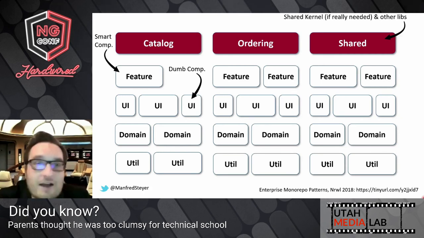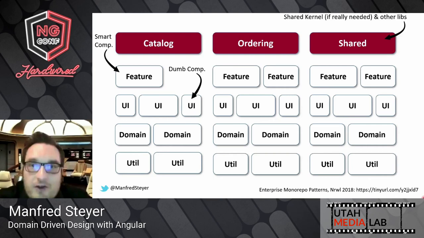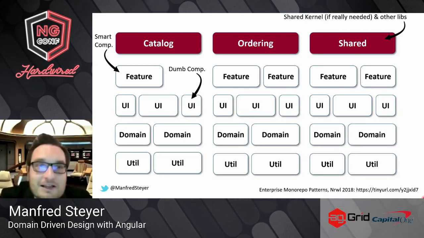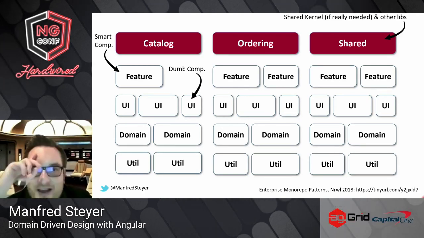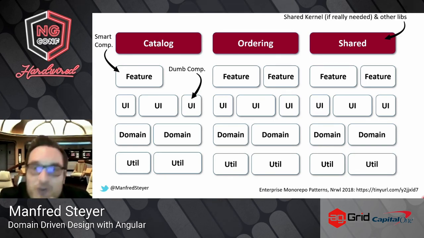This has a big advantage. One advantage here is you have more order. Just by structuring your application into columns and into rows, you have more order, and there is less discussion about which building block goes where. You clearly know, oh, this is a smart component from the catalog domain, so it goes in here. And you know, oh, this is a domain object, and so it goes into the domain layer.